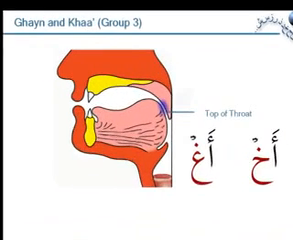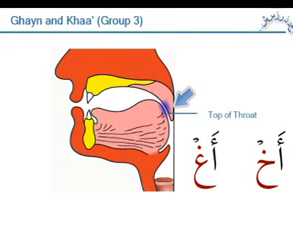The top of the throat then is the letter kha and ghain. So we've got them in red here because they are the heavier letters. So the first one with sakin would be akh, and you have to sometimes overemphasize this. And then we have the ghain, which would be agh. So we have akh and agh.